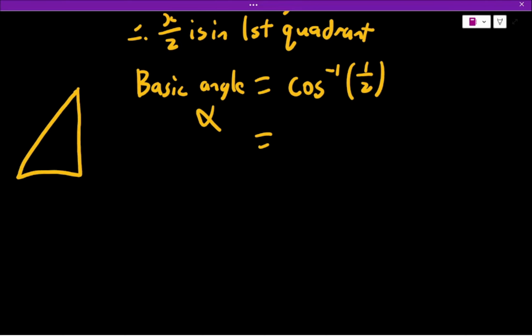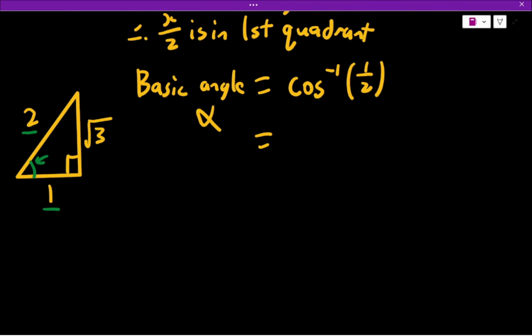Our 30, 60, 90 triangle, something like this. This has a side of 1, this has a side of 2, and this has a side of root 3. We want it such that the cosine of some angle is equal to half. Well, if we assign it to be this angle, the adjacent side is 1, and the hypotenuse is 2. So the cosine of this angle right here is equal to half.